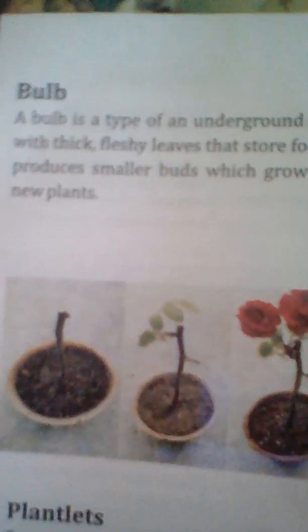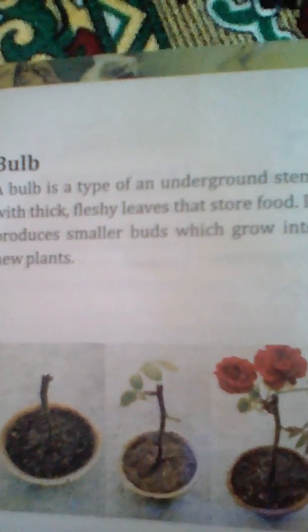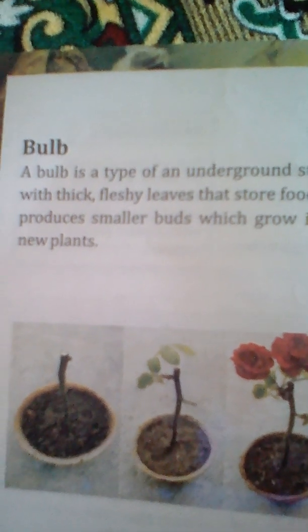Then another method of asexual reproduction is bulb. What is a bulb? A bulb is actually a sort of fleshy leaves. These fleshy leaves store the food, and onion is the best example of bulbs. The fleshy leaves in onion store the food.